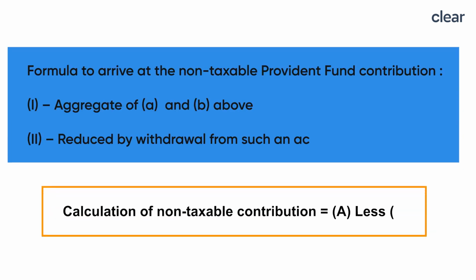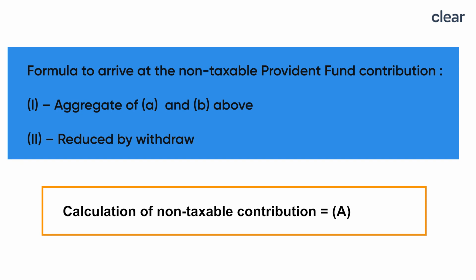So in order to calculate the non-taxable provident fund contribution, you aggregate the first amount, that is the opening balance, and the second amount, that is the amount which is within the threshold every year. Third, you reduce that amount by any withdrawals from such account.